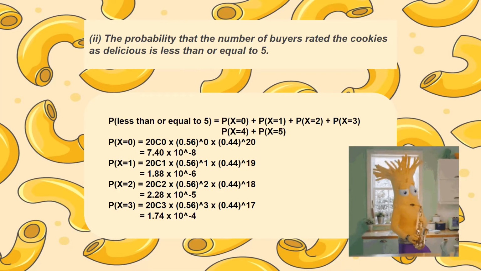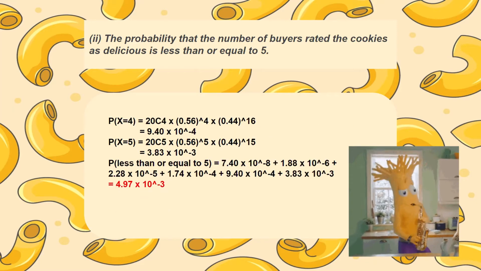Now we go to the second question. The probability that the number of buyers rating the cookies as delicious is less than or equal to 5. Basically, it's the same as previously. Now, what does it mean by less than or equal to 5? Less than or equal to 5 means you just need to find P(X=0) until P(X=5) and then sum them up together.